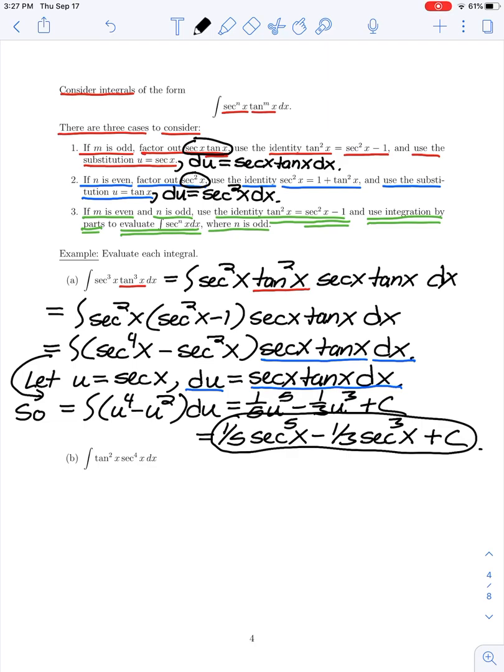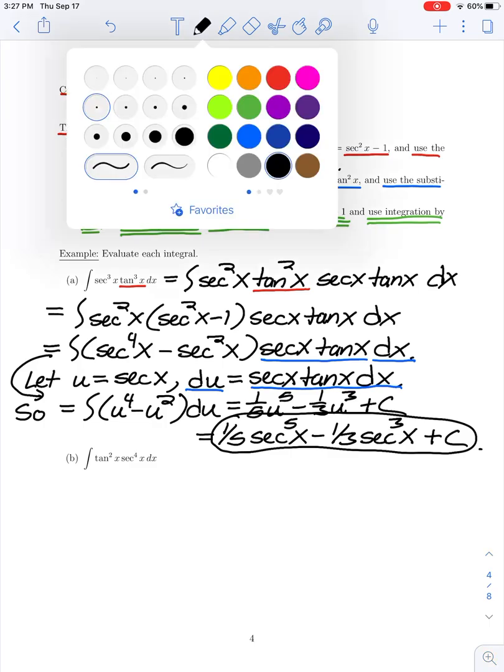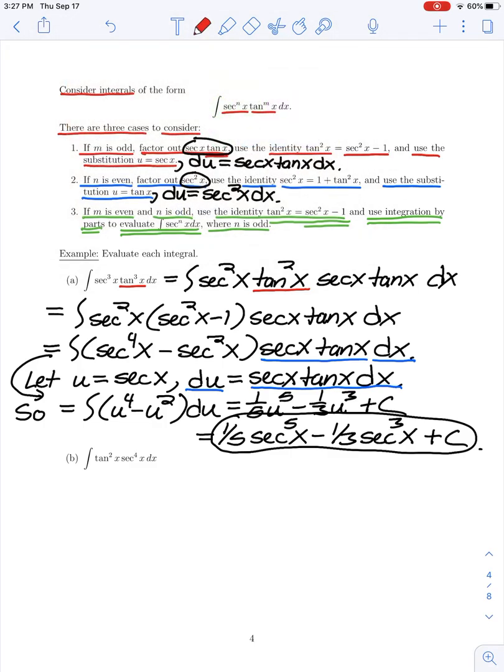Now in part B, we have tangent squared x times secant x to the fourth. So we recognize it immediately as a trig integral. It's an integrand involving a product of powers of secant and tangent x. So I have to decide which of these three cases I'm working with. And I see, first of all, that the power of tangent x is even. So I can't use the same approach that we had used in part A. So I then move to the power of secant x. Well, I see the power of secant x is even.